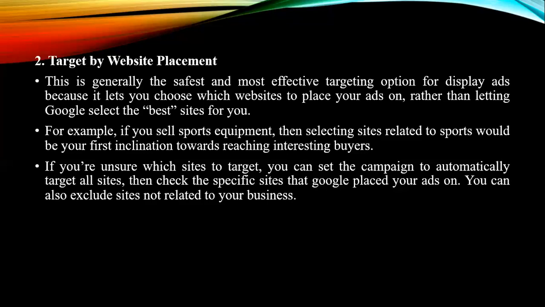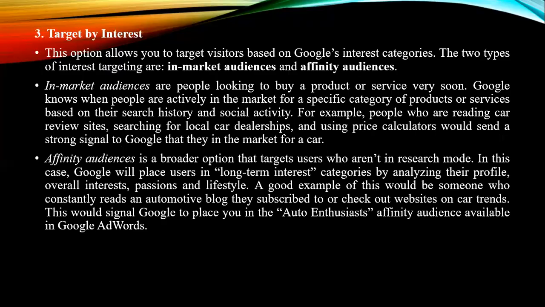You can tell the exact place, or maybe the best site, for your advertisement to appear. So that's the second one. Target by interest. This is by Google. Now, Google's interest category. The previous one was your own interest. You can tell some websites.